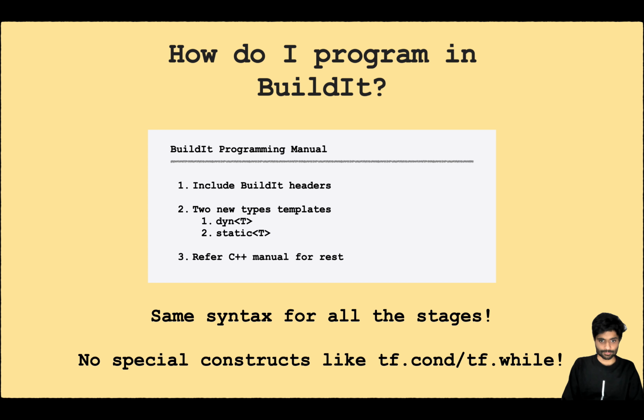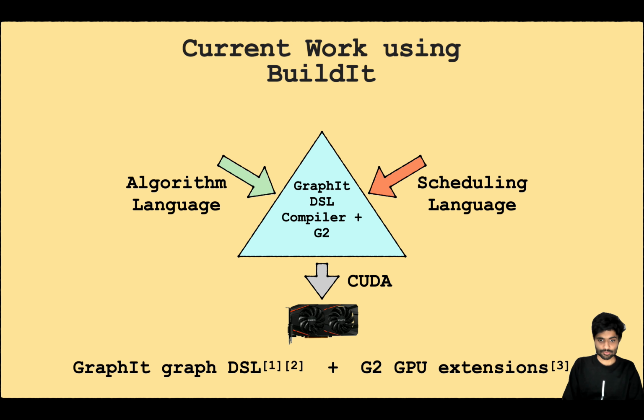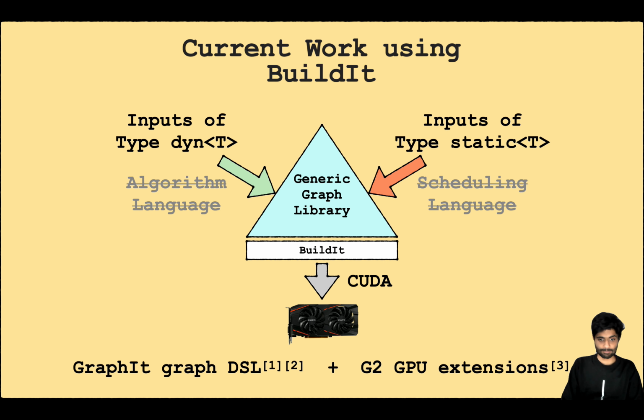The full presentation also explains in detail how BuildIt uses repeated execution and bookkeeping combined with memoization optimizations to extract straight-line code, conditionals, and loops. We are currently using BuildIt to implement the graphics DSL with the G2 extensions. We do this by replacing the scheduling language with the first stage inputs and the algorithm language with the second stage inputs. We replace the compiler with a generic graph library written on top of BuildIt.